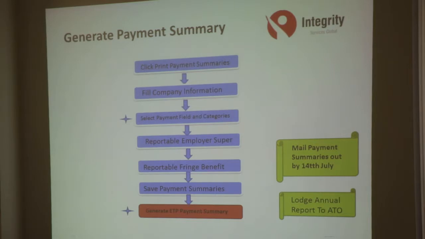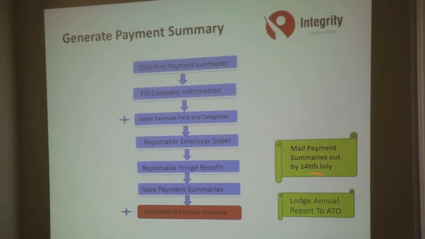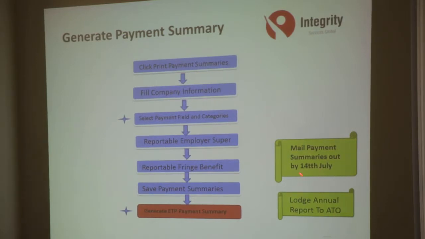Then we can generate all the payment summaries and save the electronic copies in our folder. The date we need to watch is 14th of July. We need to mail out the payment summaries by 14th of July. For employees still working for us, we can hand the hard copies to Lisa or the staff manager, and they can give them out. But for the terminated employees, we must mail them out, or mail and email both. Make sure they get our payment summaries by 14th of July.